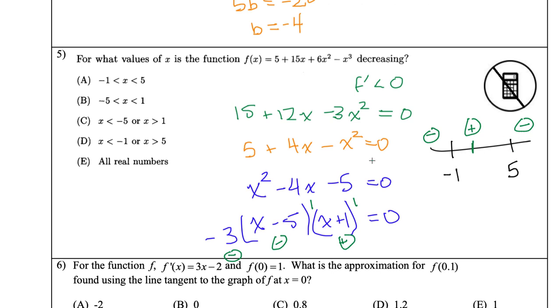Less than negative 1, greater than 5. What says less than negative 1, greater than 5? It is D. We have 1 minute and 10 seconds left of class.